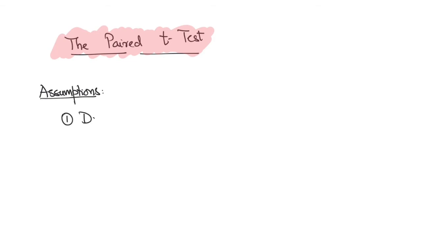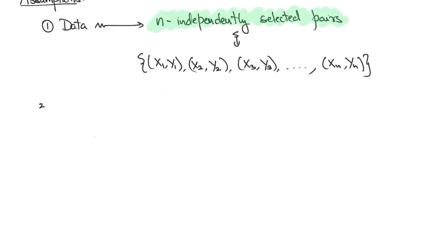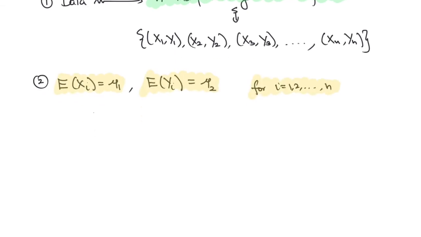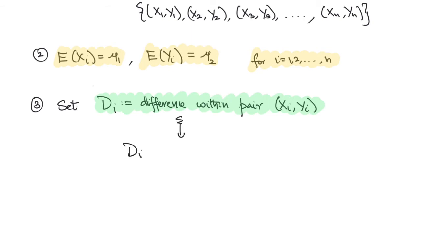The assumptions for the paired t-test are that the data consists of n independently selected pairs. These are pairs of the form xi, yi, that is x1, y1 through xn, yn. The expected value of all the xi's is going to be equal to mu1, and the expected value of all the yi's is going to be mu2. This is for i ranging from 1 through n. And we will set di to be the difference within the pair xi, yi. That is, di is going to be equal to xi minus yi for i ranging from 1 through n.